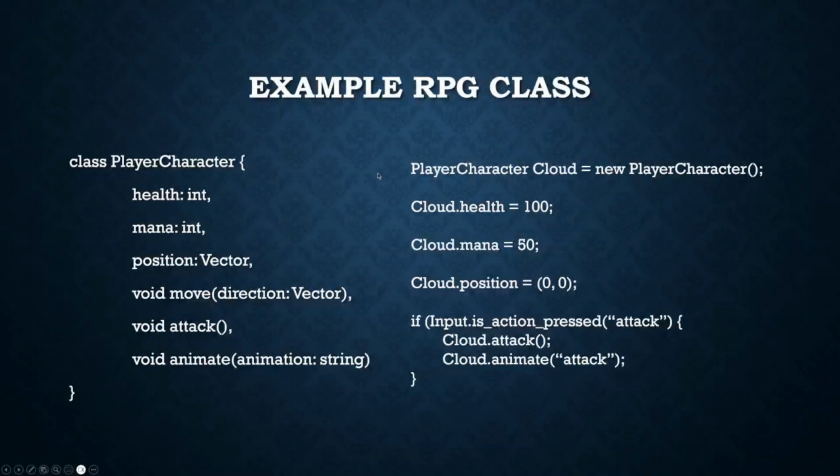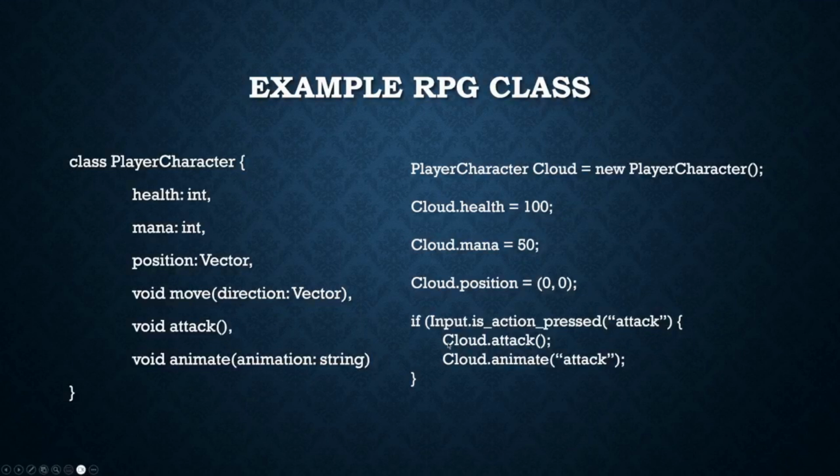Then when we declare an object or an instance of this class, we can say player character cloud equals new player character, and then we can set the health, so cloud.health equals 100, cloud.mana equals 50, cloud.position is at the origin, 0, 0. And then if input is action pressed attack, it's cloud.attack and cloud.animate, and it would do the attack animation. So this would be in a battle, for example. That's the general idea of what we mean by structs with methods.